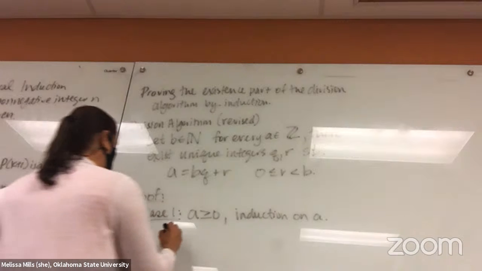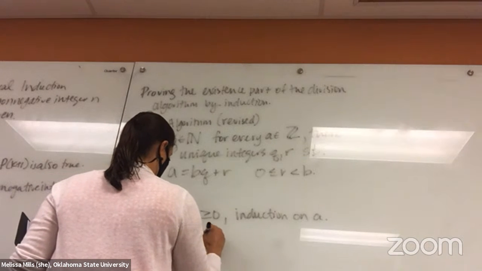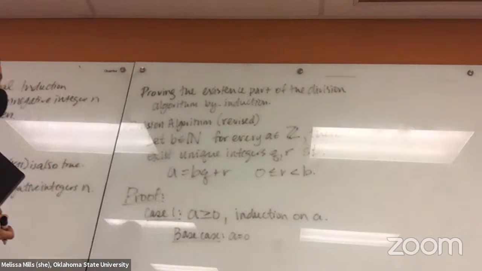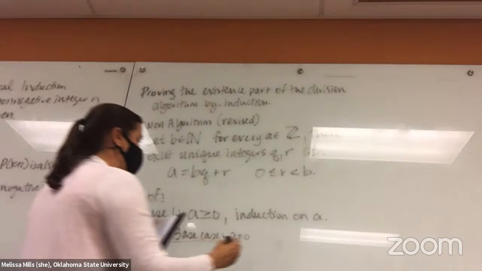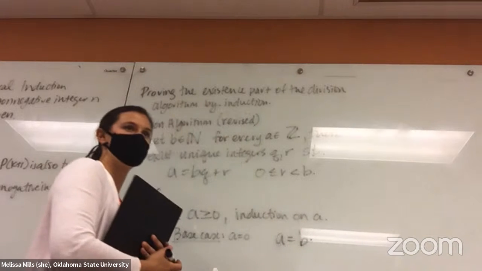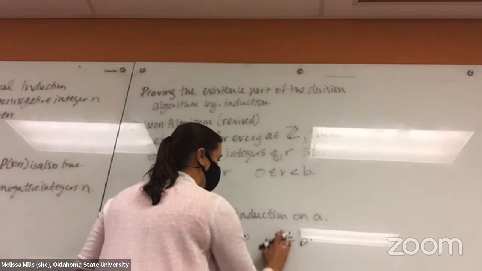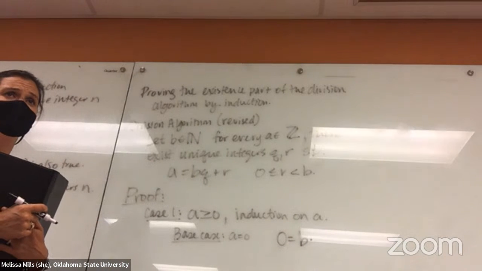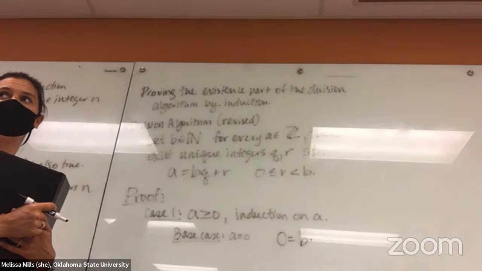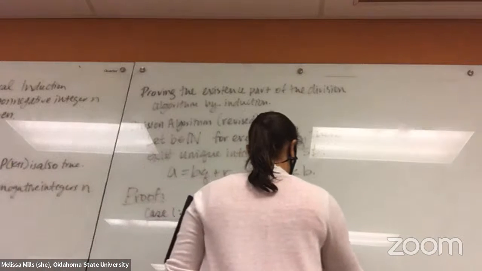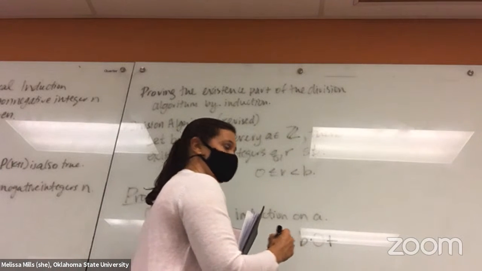Okay, so here's our base case. A equals 0. If we have some B and A is 0, we can say that 0 equals B times, what's my quotient going to be? What happens when I divide 0 by B? What's my quotient? 0. And my remainder is 0.